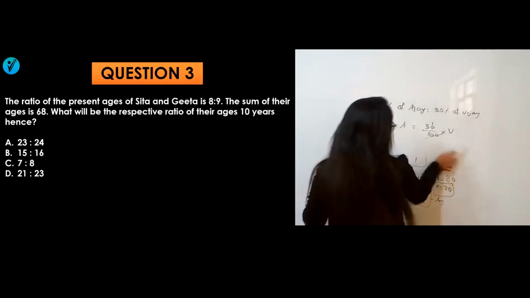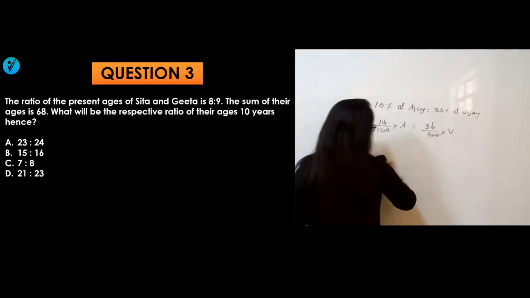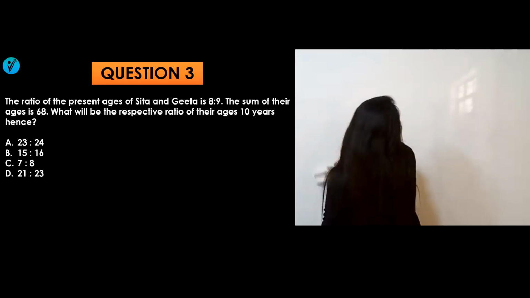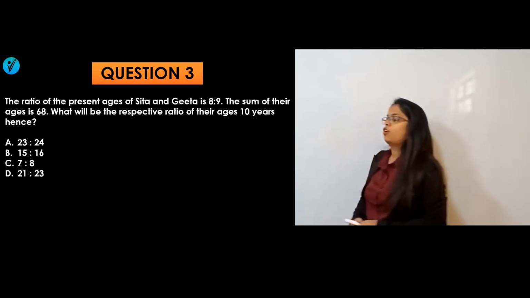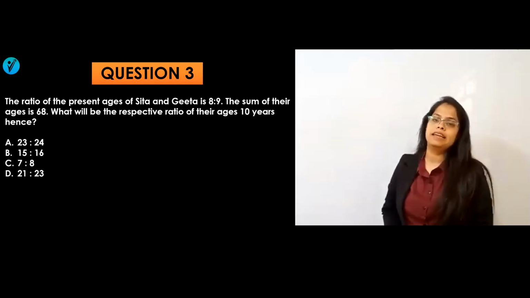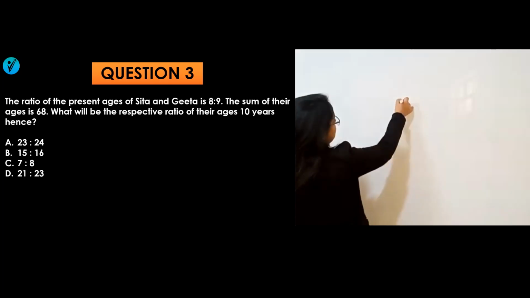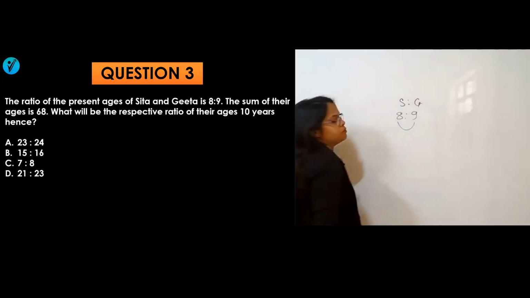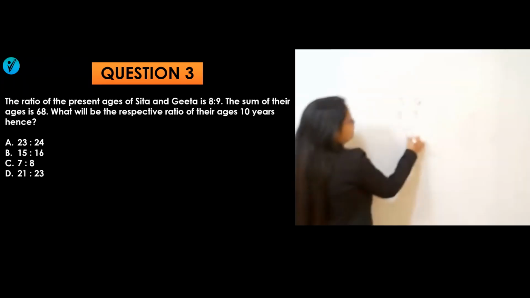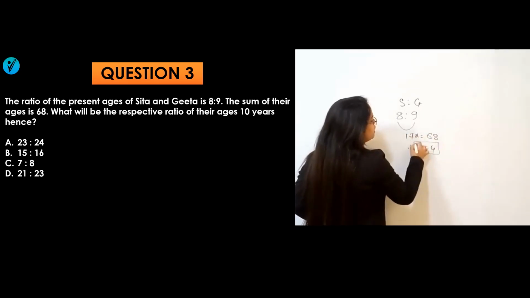Question number 3. What are they saying in this question? The ratio between the present ages of Sita and Geeta is 8:9. The sum of their ages is 68. Sita to Geeta is 8:9. If you add, what do we get? 8 plus 9 is 17. 17x is equal to 68. So 1x is equal to 4.